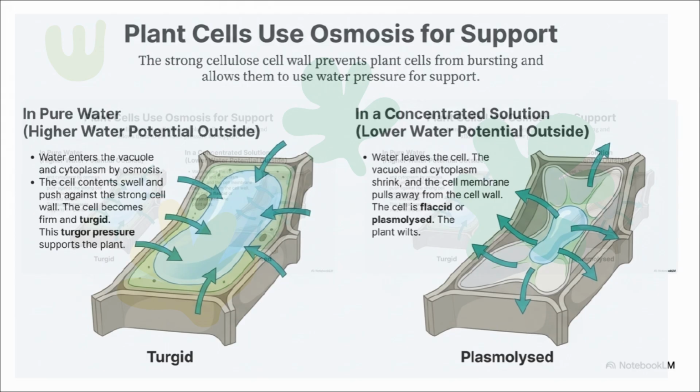But plant cells, they've got a secret weapon, a strong, rigid cell wall. So when a plant cell takes in water, it swells up and gets really firm and stiff. We call that turgid. But that tough wall stops it from bursting. This internal water pressure, or turgor pressure, is literally what helps a plant stand up straight. On the flip side, if a plant cell loses too much water, it goes limp and flaccid, and that's why the whole plant starts to wilt.